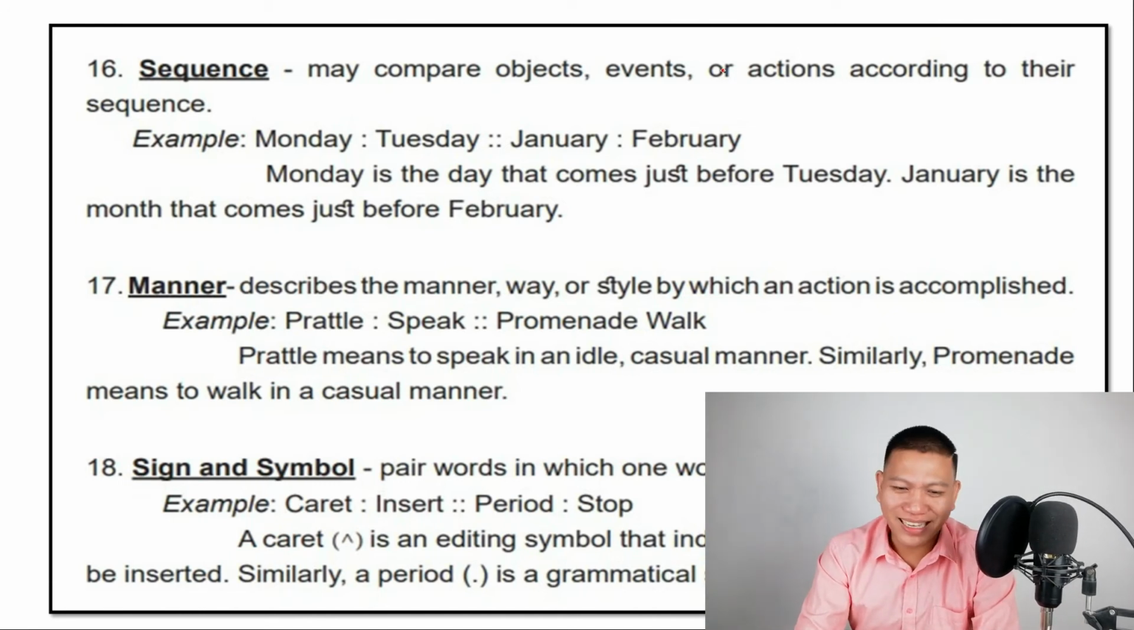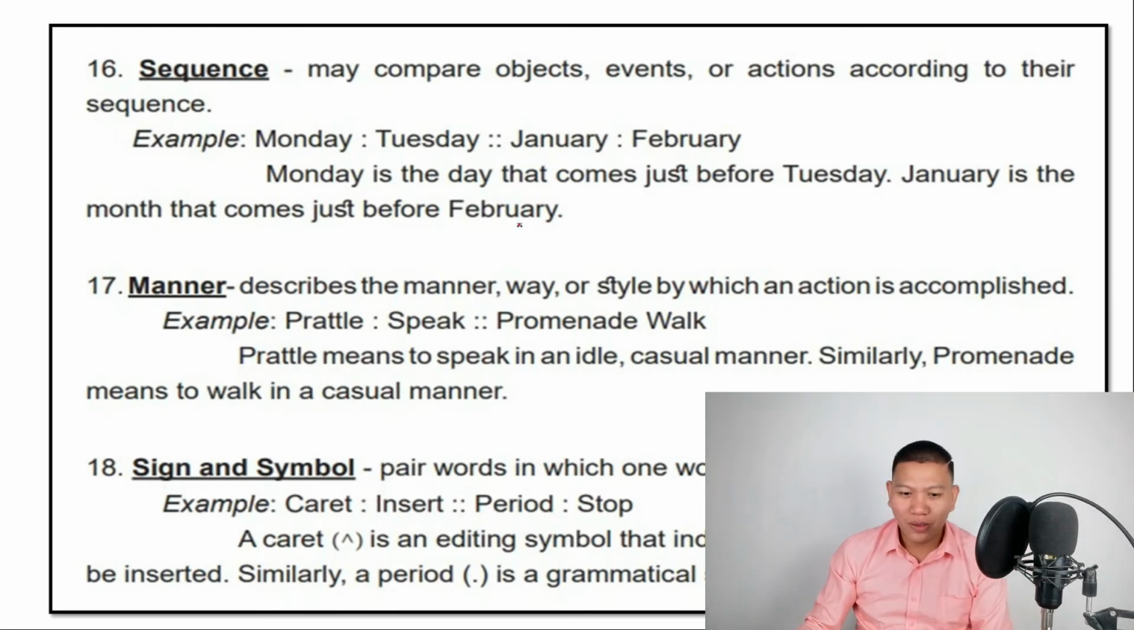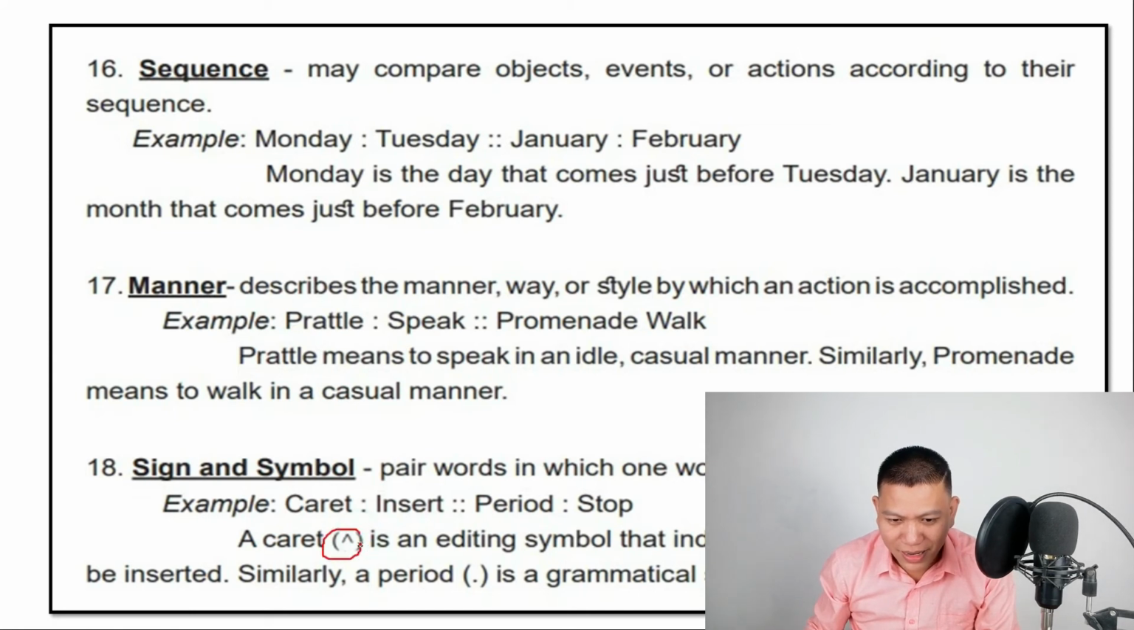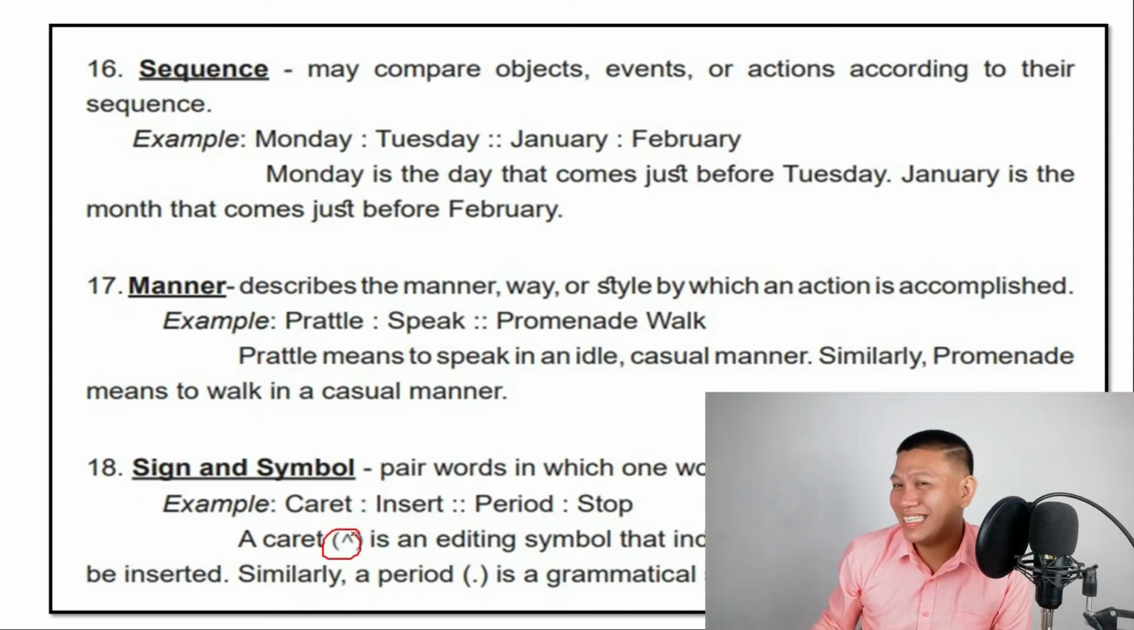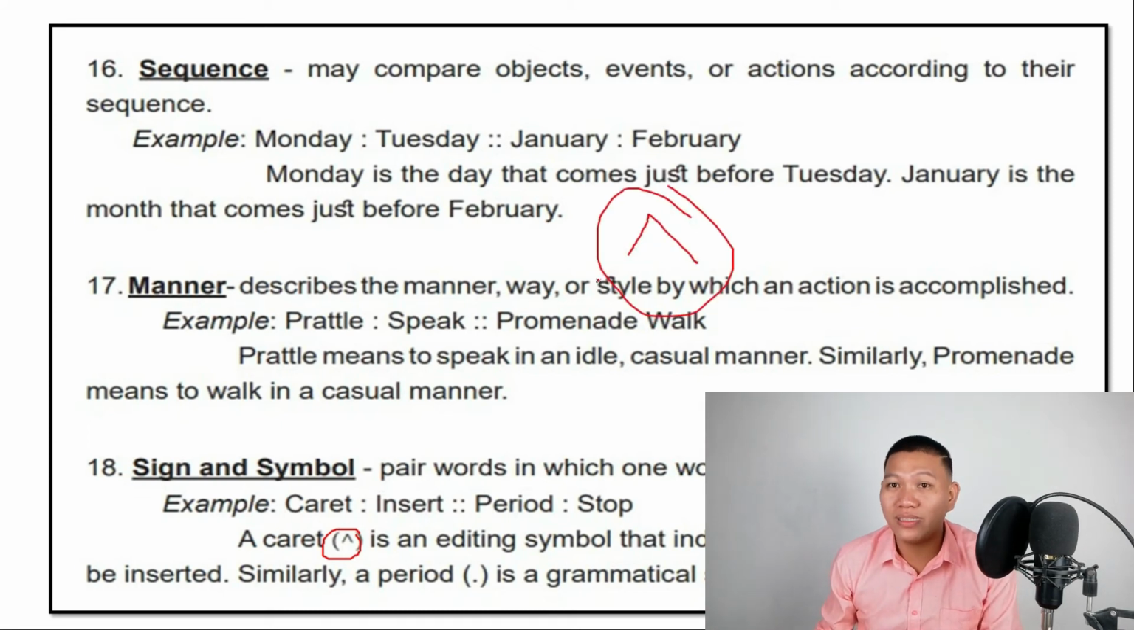And lastly, sign and symbol. There are pairs of words in which one word is the symbol of the other. Example, caret is to insert, in the same way, period is to stop. We call this one caret. Let me pronounce it carefully. Caret. When you see this sign, it means caret, which tells you must insert something. There's a missing word. And in the same way, when you see a period, it means you have to stop. You get it?